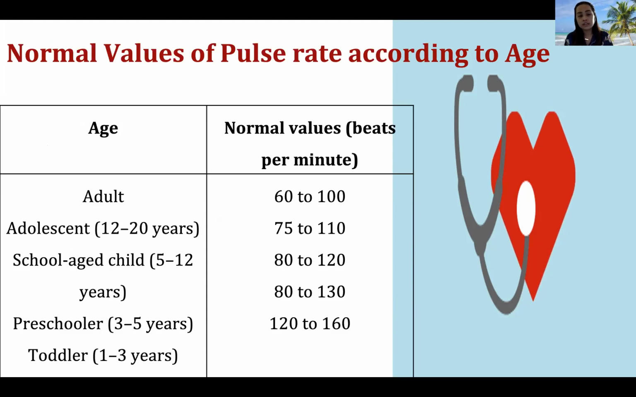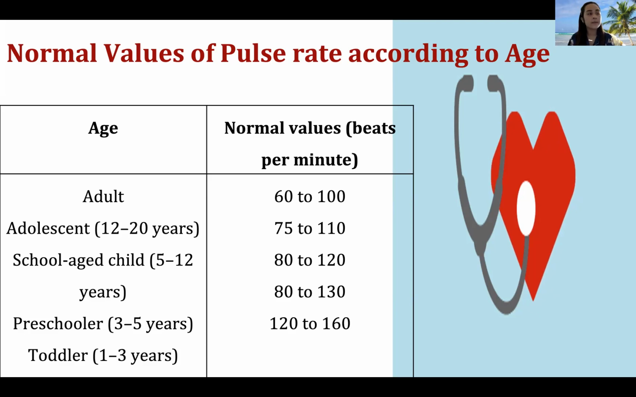So, what are the normal values of pulse rate according to age? Please memorize this also. The unit is beats per minute. When I ask you to write the normal values, you should include the unit, because we don't know what it is otherwise. Maybe it's respiratory rate, maybe it's pulse rate. So we should also write the units.